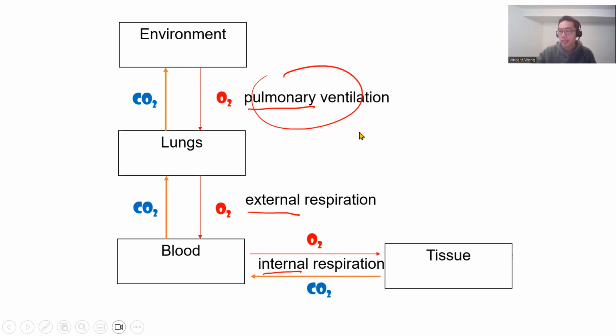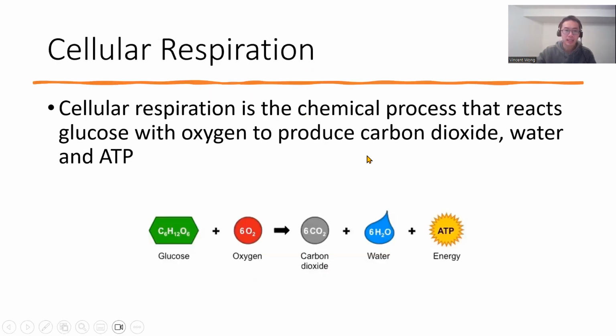Of course, the whole point of doing this is so that we can do cellular respiration. This happens inside the cell. You learned about this last semester, how we convert glucose and react it with oxygen to produce carbon dioxide, water, as well as ATP, which is what keeps our cells functioning. Right?